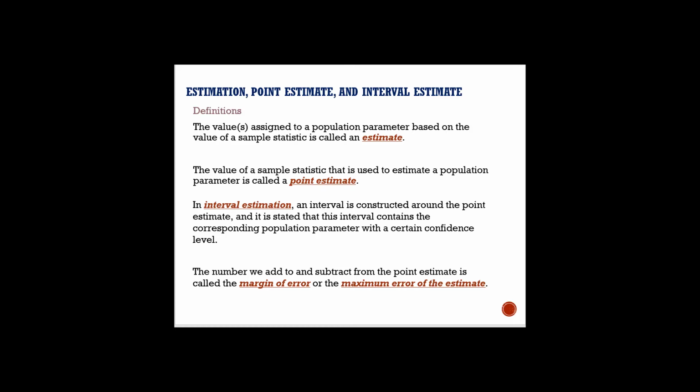We're going to be doing something called interval estimation. Now, this is an interval. It's a set area which is constructed around the point estimate. And it is stated that this interval contains the corresponding population parameter, and we'll be giving it a certain confidence level, a certain degree of confidence. In other words, we'll be saying that the population parameter is probably within two numbers, and we'll be giving a level of confidence. How confident are we that that number exists within those two numbers inside the interval? Now, the number we add to and subtract from the point estimate in order to get this interval is called the margin of error, or it could be called the maximum error of the estimate.